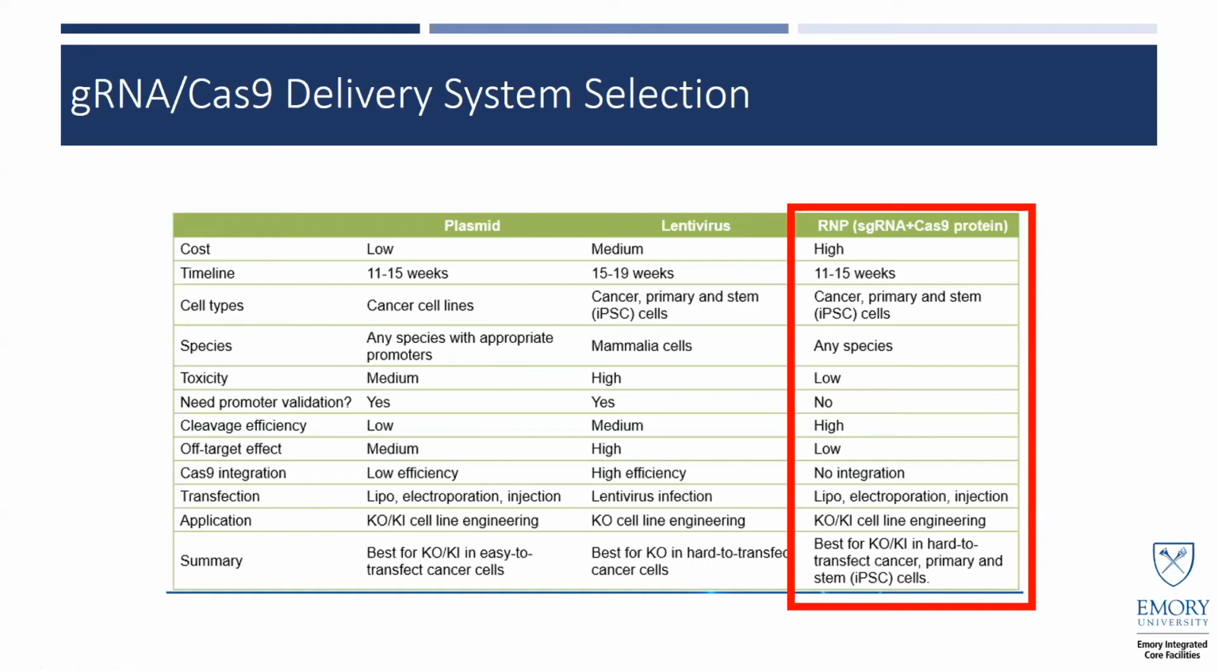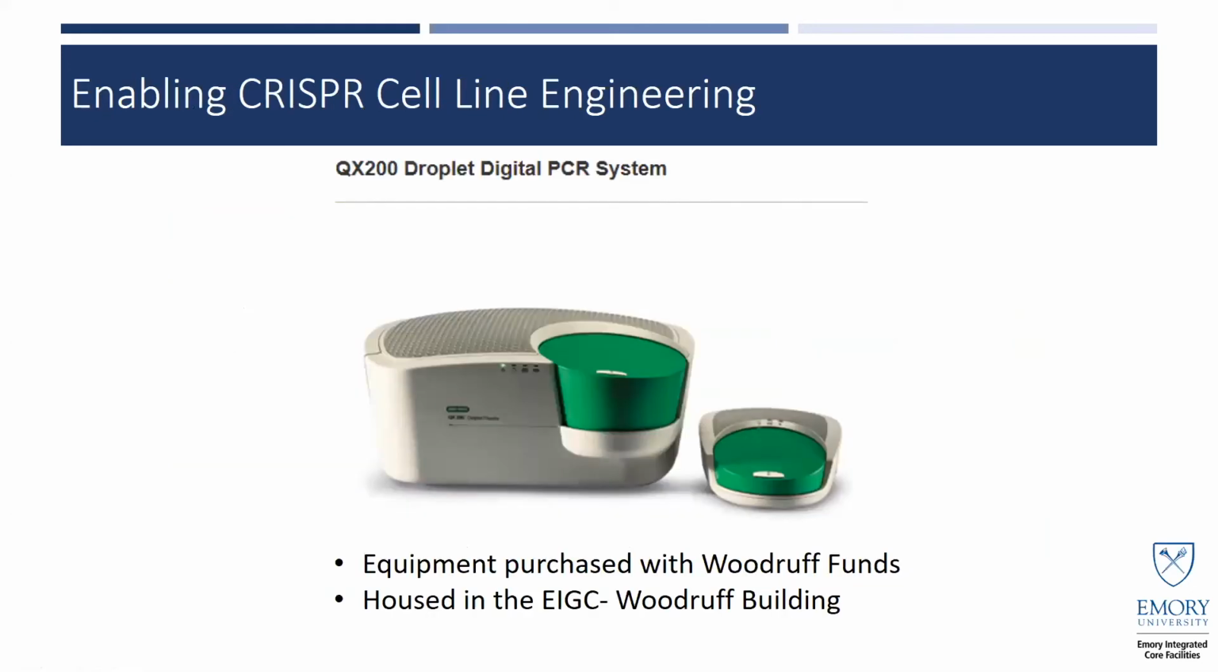So really, it is the best way to go now for gene editing. In order to help us assess gene editing, we have recently acquired a QX200 Droplet digital PCR system from Bio-Rad, which is now housed in the Genomics Core over in the Woodruff building. What this does, it's a very nice technology.